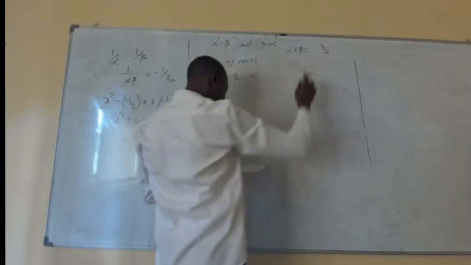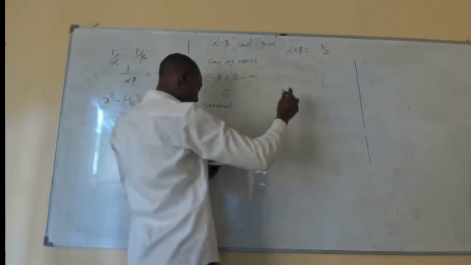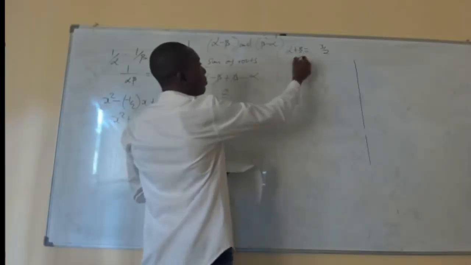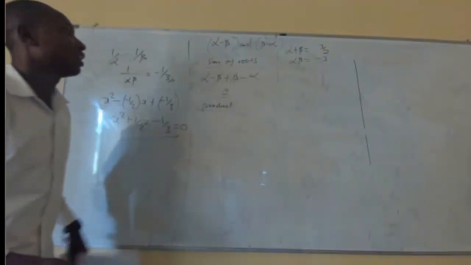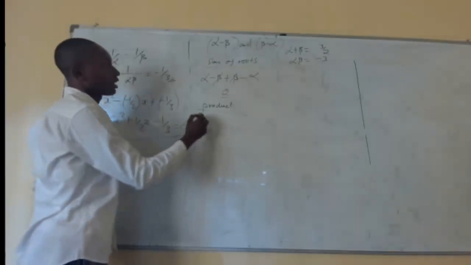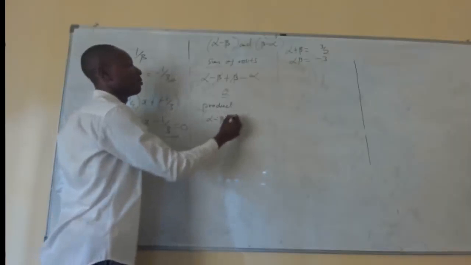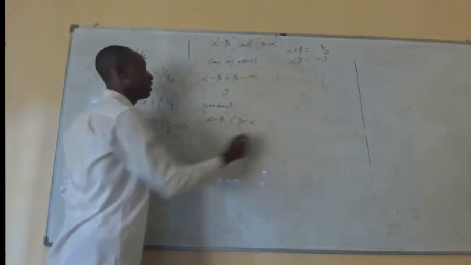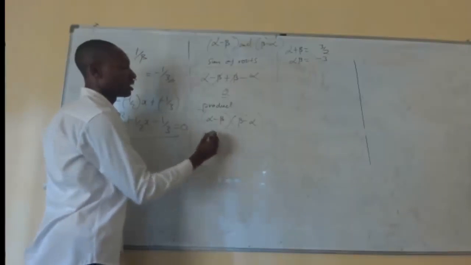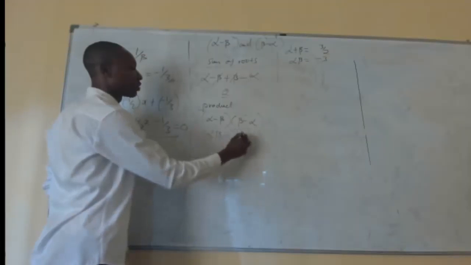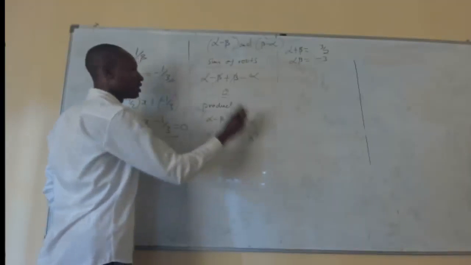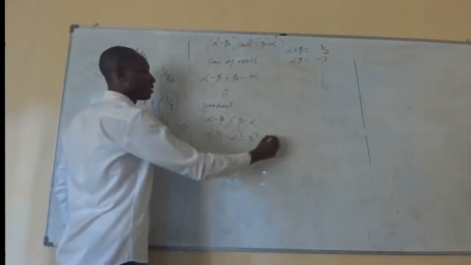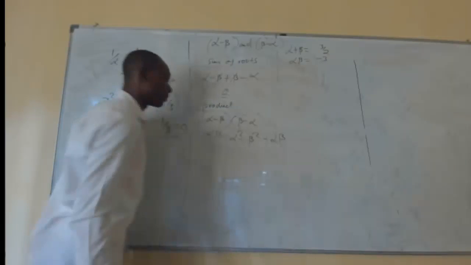Which was actually positive 3 over 2. And our product was negative 3. Okay, so from here, for the product we're multiplying alpha minus beta by beta minus alpha. Alpha times beta is alpha beta. Alpha times negative alpha is negative alpha squared. Negative beta times beta is negative beta squared. Negative beta times negative alpha is plus alpha beta.